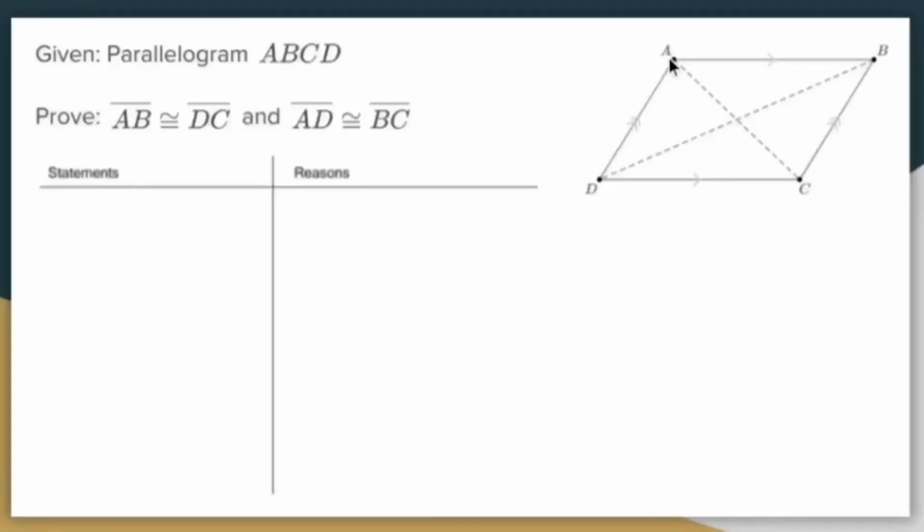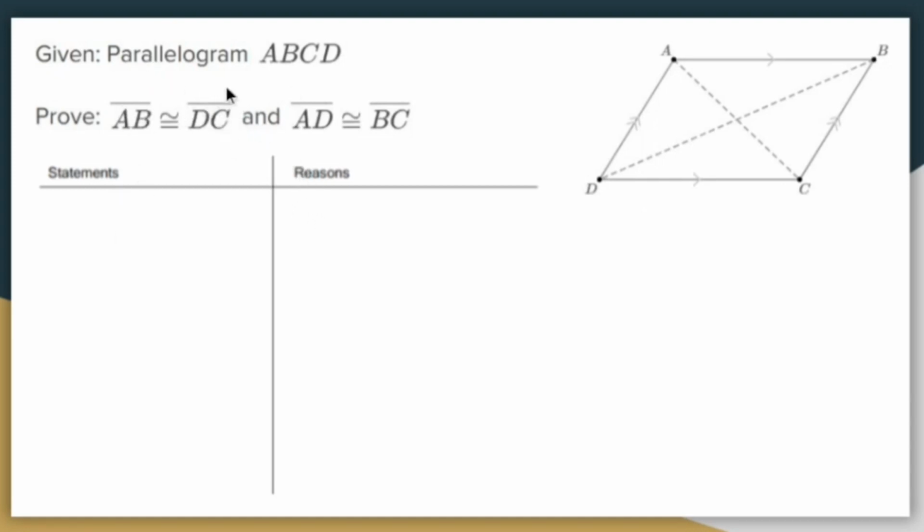Given parallelogram ABCD, I need to prove that AB is congruent to DC, and AD is congruent to BC. This is one of those types of proofs where you look at this and say, well, isn't that the definition of parallelogram? So it's like a two-stepper?